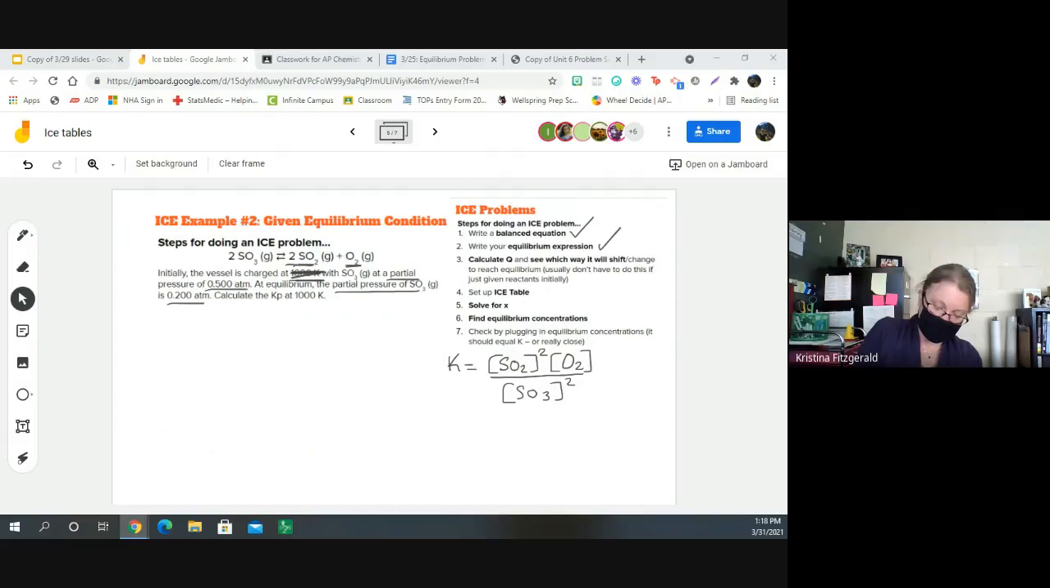All right, calculate Kp. So this one's the same kind of setup. We do have to get Q. Okay, so we have Kp this time because we have all gases and they gave us pressures. So let's go ahead and get Q.